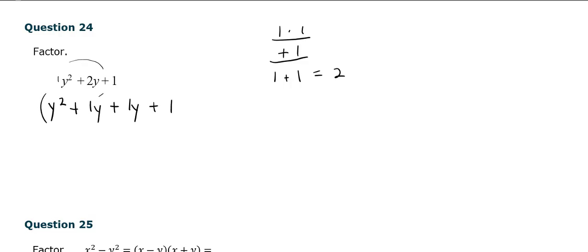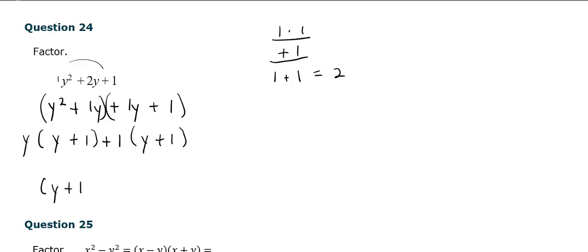And then I factor by grouping. So in the first group, the greatest common factor is a y. So when I divide a y out of each one, that leaves me y plus 1. In the second group, the only thing that goes into 1y and 1 is 1. And when I divide that out, that also leaves me y plus 1.